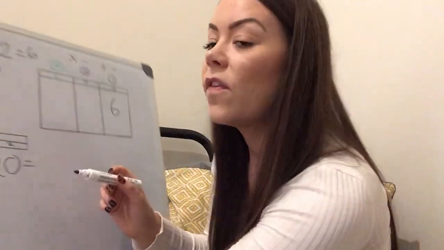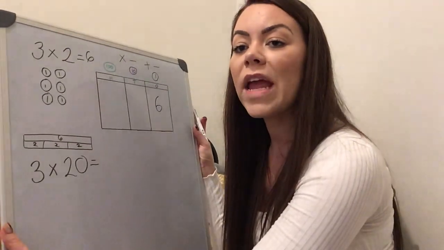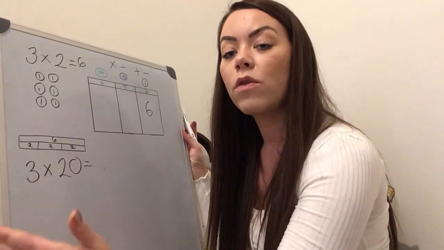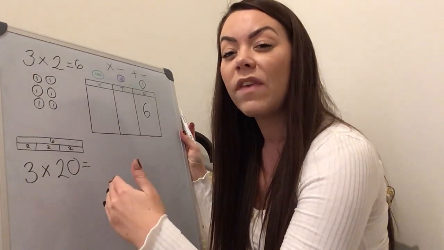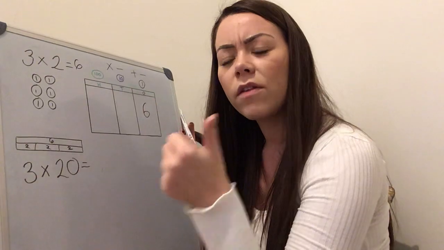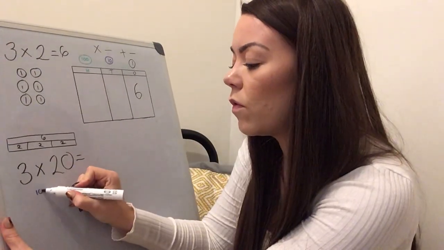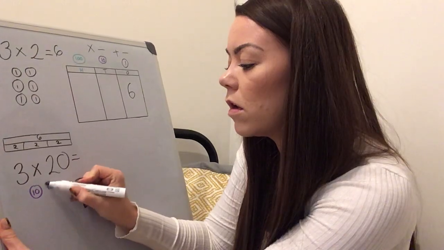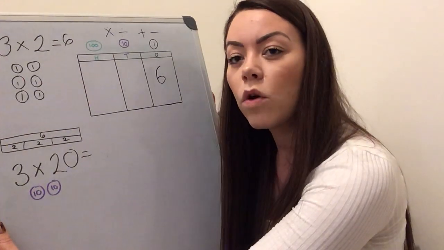Okay, so the same thing. I want to do 3 lots of 20, 3 groups of 20. How many tens make 20? 10, 2 of them. So I'm going to do 10, 20, that's one group of 20, but I need 3 of them.